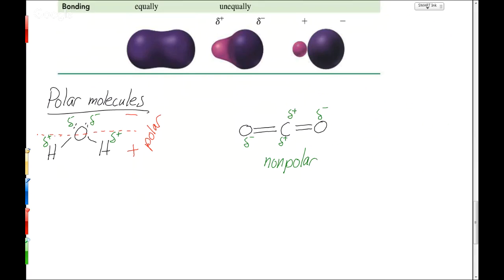A CO bond is a polar bond. But when we put that together in this particular shape in the molecule, it doesn't end up having a positive side and a negative side. So the molecule as a whole is not polar.